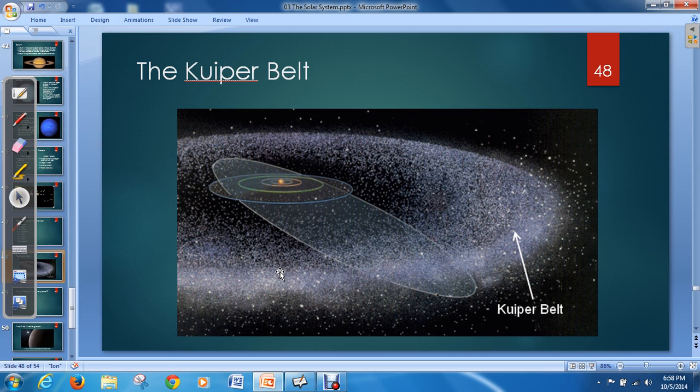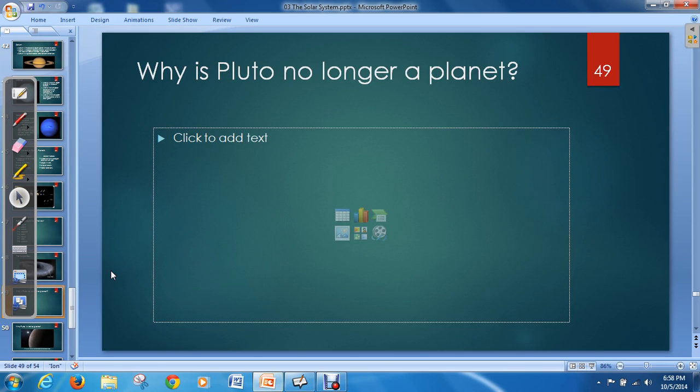Okay, so let's talk about Pluto. Poor Pluto. It's no longer a planet. It officially became a dwarf planet in 2006, I believe. So why is Pluto no longer a planet?